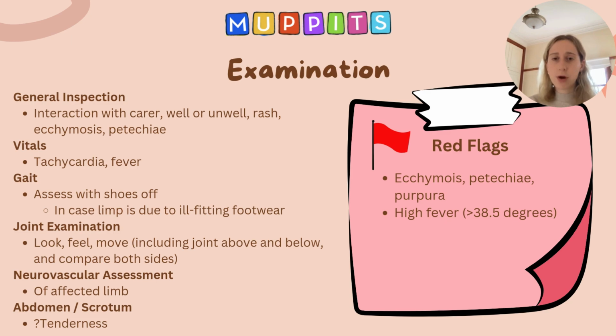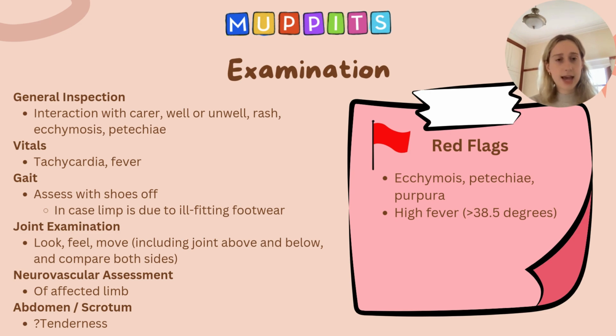Then we might look for a rash overlying the joint, for example, a cellulitis, which might have led to a septic arthritis. And ecchymoses and petechiae could make us concerned about some sort of hematological condition like hemophilia. We might also be concerned about a malignancy as well. Then vitals are really important, so tachycardia and fever, particularly a high fever, because this might point towards a septic arthritis picture.